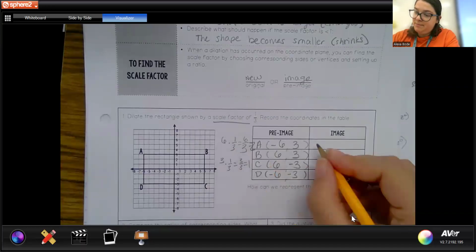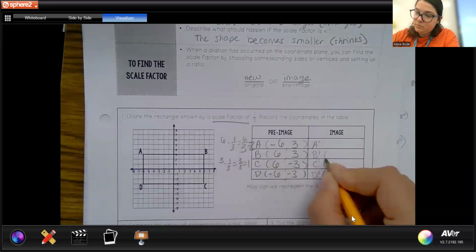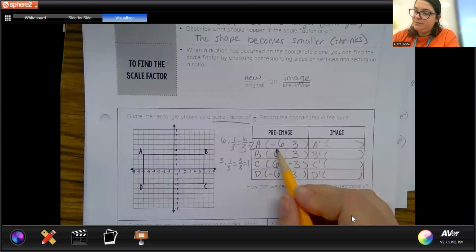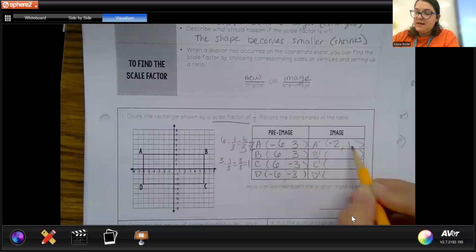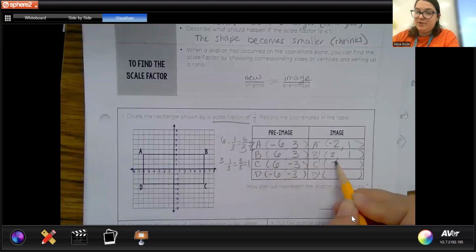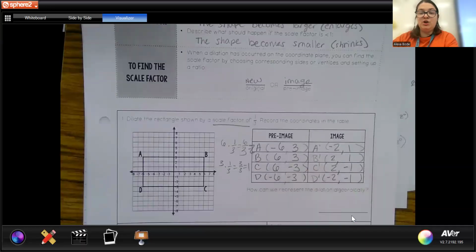So my A prime, B prime, C prime, and D prime. -6 would become -2. +3 would become +1. +6 would become +2. +3 would become +1. +6 would become +2. -3 would become -1. And -6 would become -2, while -3 would become -1. So these are my new points.